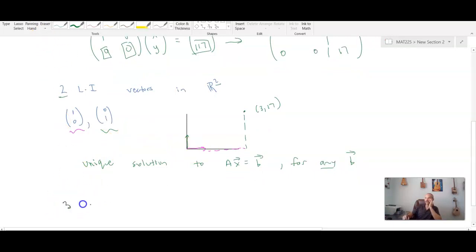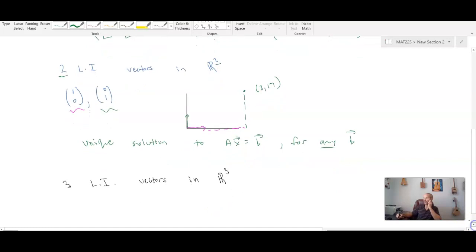Let's say we have 3 linearly independent vectors in R3. The easiest ones that we can think of are going to be the 1, 0, 0, 0, 1, 0, and 0, 0, 1 vectors, because what they allow us to do is to travel in the 3 different directions, but component-wise, one at a time.